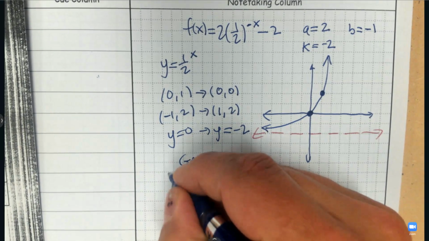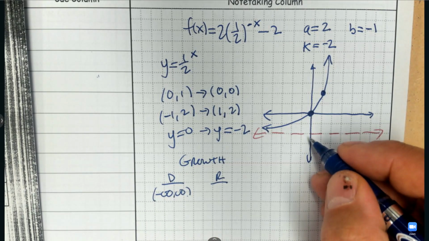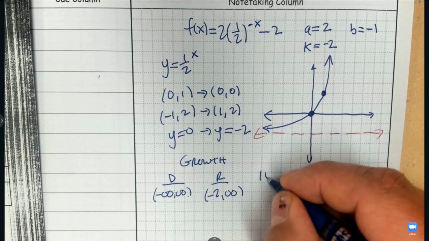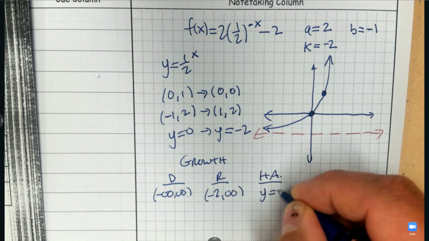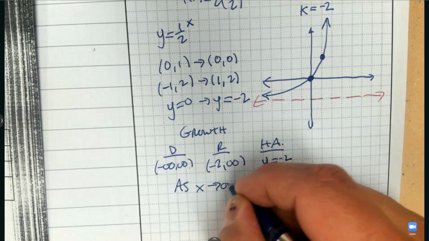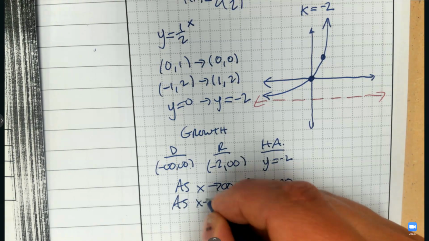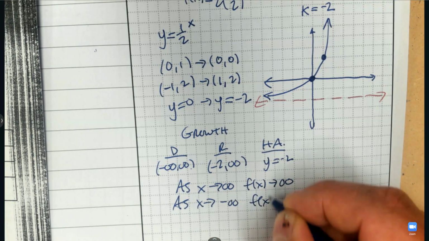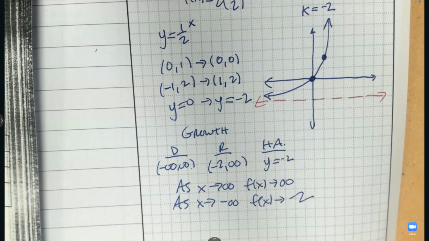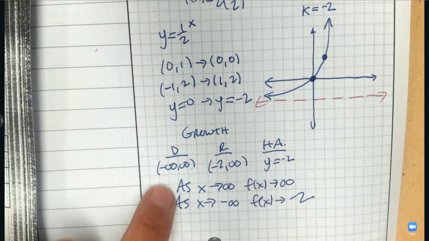Domain: all numbers. The range, the bottom of this is the asymptote to the top. The horizontal asymptote is at y equals -2, and the end behavior: the right end is rising, and the left end approaches the asymptote, which is at -2. So the growth, domain, range, horizontal asymptote, this is your end behavior.